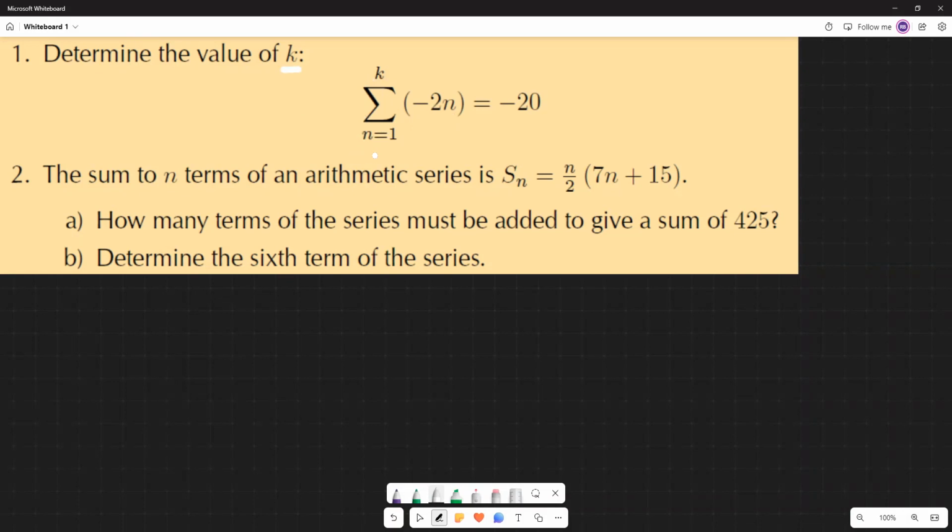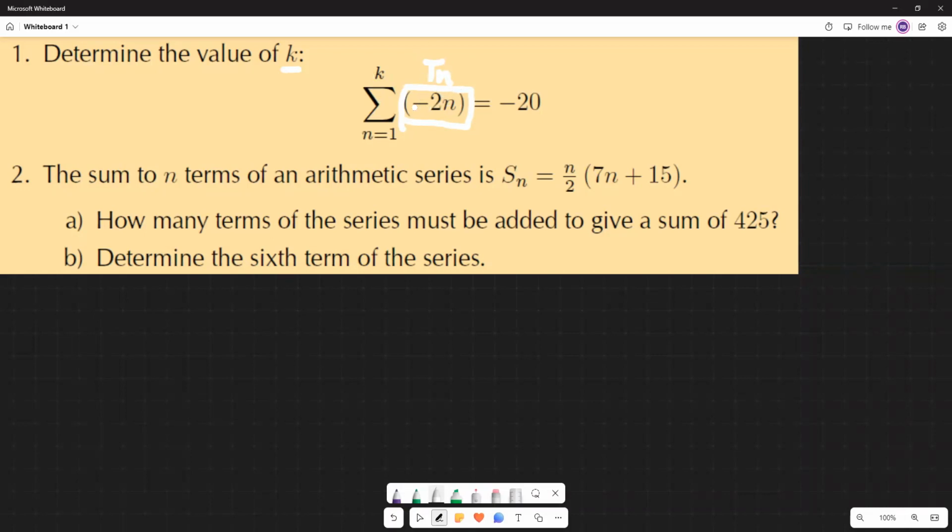Remember, if I'm given a sigma notation, I'm always going to check this part. This is the Tn. And then I can see that this Tn is arithmetic because the n is to the power 1. So if n is to the power 1, you know it's arithmetic. Okay, so I know that sigma means sum of what?